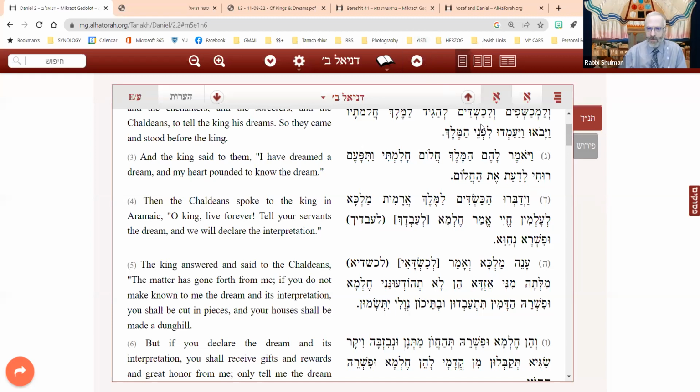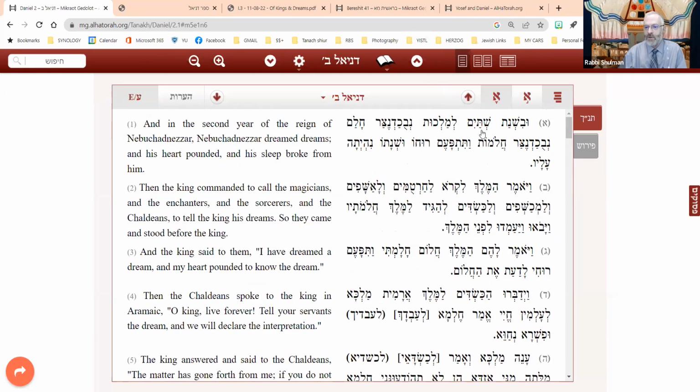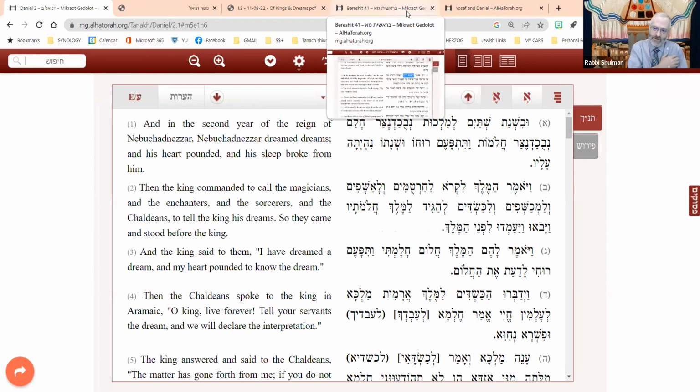The argument to support the notion that Daniel is in fact a navi is articulated by the Abarbanel. I did not put it on the source page because it's a very long piece, and I didn't have it in translation.